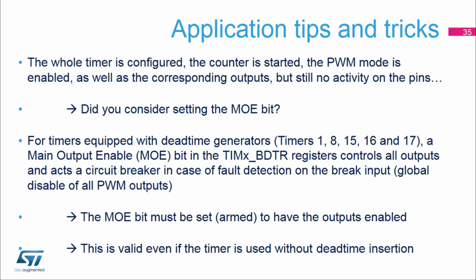This slide explains a common support case, where the whole timer is configured, the counter is started, the PWM mode is enabled, as well as the corresponding outputs, but still there's no activity on the pins. Usually, this is because the MOE bit was not set. For timers equipped with Deadtime generators, timers 1, 8, 15, 16, and 17, a main output enable or MOE bit in the TIMx_BDTR registers controls all outputs and acts as a circuit breaker in case of fault detection on the break input, global disable of all PWM outputs. The MOE bit must be set or armed to have the outputs enabled. This is valid even if the timer is used without Deadtime insertion, and the timer is used for general-purpose applications.